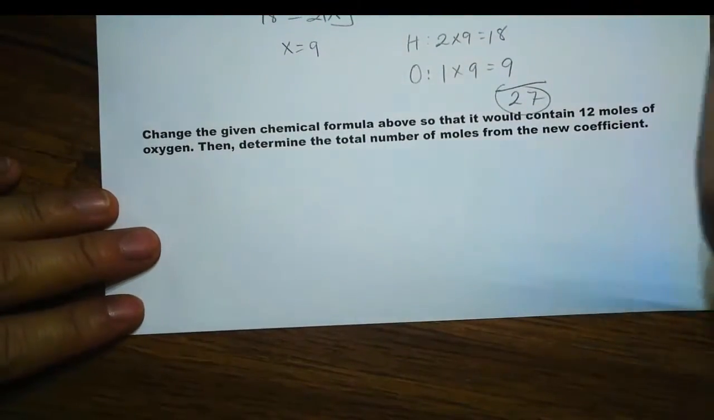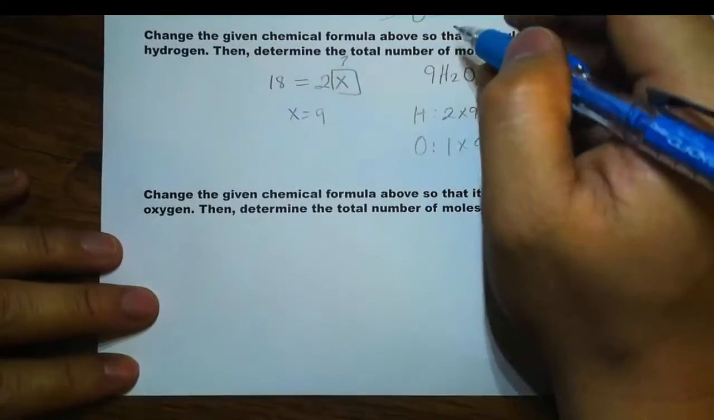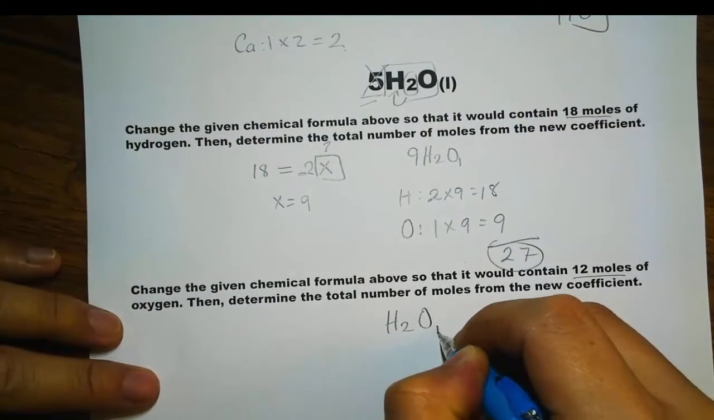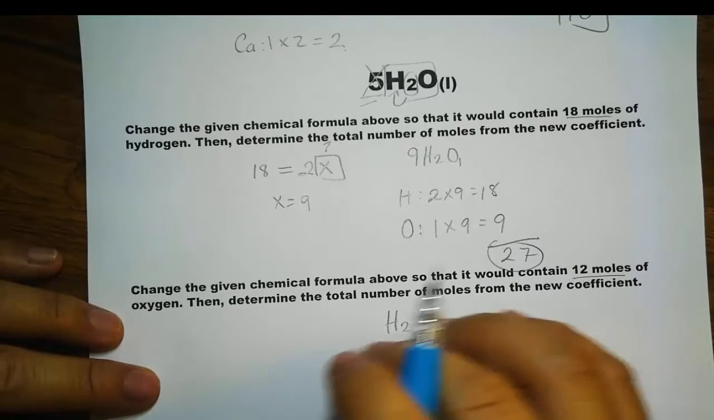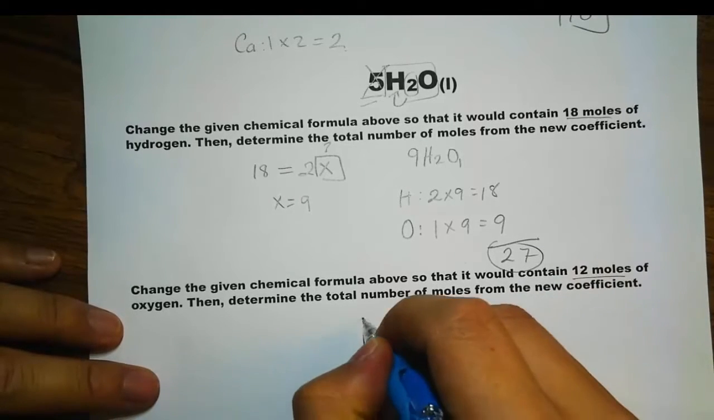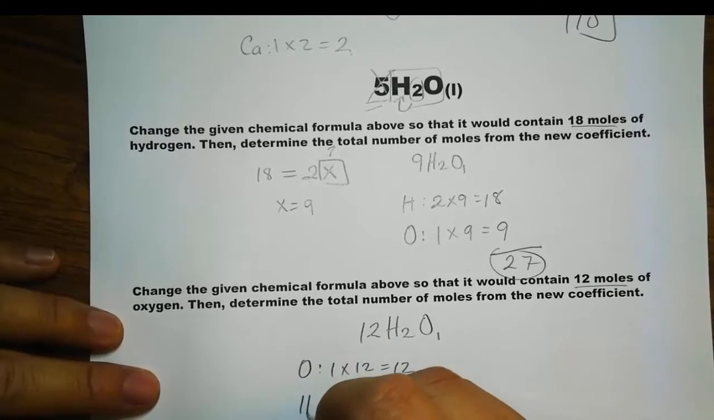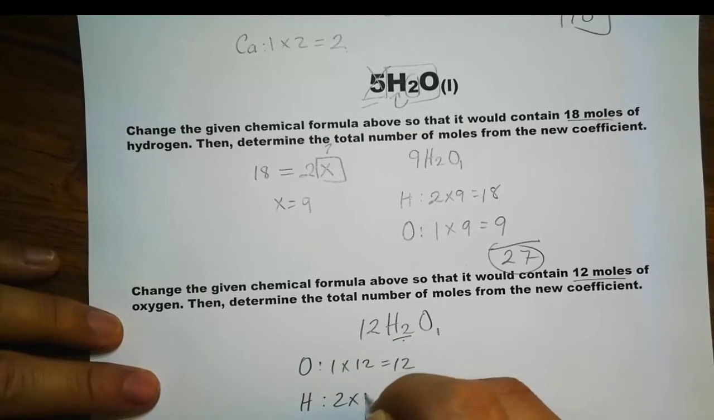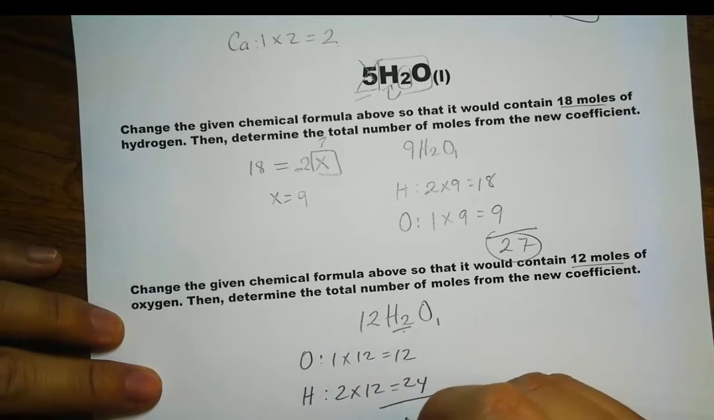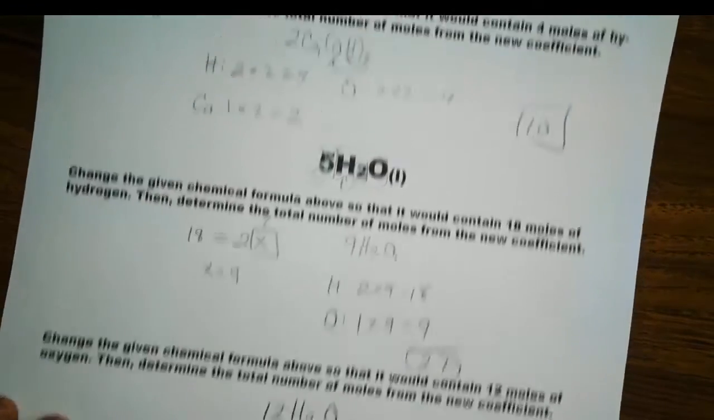Now let's try another problem. Change the given chemical formula above so that it will contain 12 moles of oxygen. Oh, isn't that easy? Let me write this down here. Since 1 water molecule has 1 oxygen, how many moles of water molecules do I need to give myself 12 moles of oxygen? Of course, that would be 12. So your oxygen, 1 times 12, gives you 12. And for hydrogen, there are 2 of it. So 2 times 12 gives us a total of 24. And what's the total number of moles? Of course, that would be 36 moles total. Isn't that easy? Are you ready to try some more complicated problems?